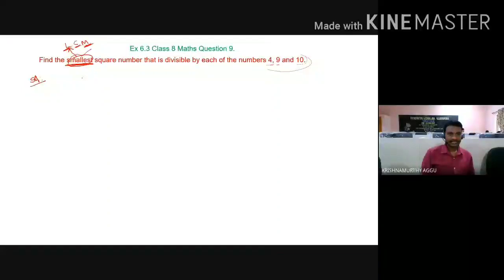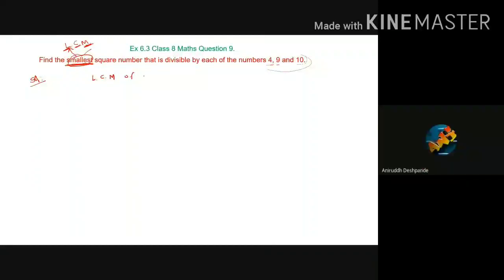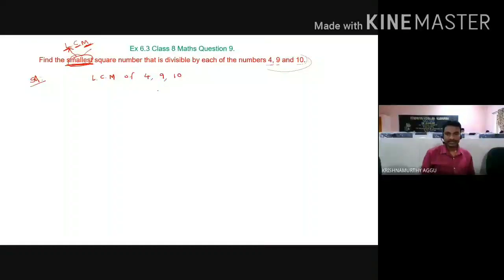First, you have to find out the LCM of what numbers? 4, 9, 10. Now I am going to tell you the LCM of 4, 9, 10. So which prime number divides 4, 9, 10? At least two of the numbers must be divisible. Prime number 2. The prime number 2 divides 4 as well as 10. 9 is not divisible, so write that one as it is.